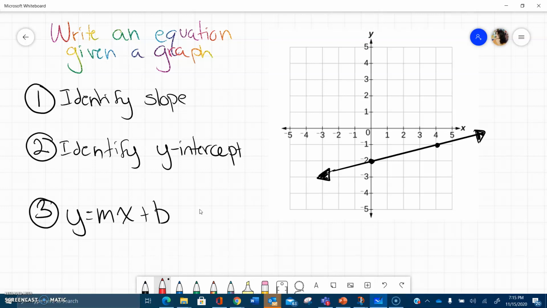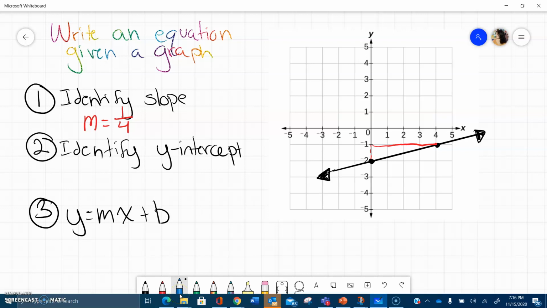So the slope is rise over run, so I'm going to start at one point, and I go rise 1, and I run 1, 2, 3, 4, and this is a positive slope. So the slope is m equals positive 1/4.